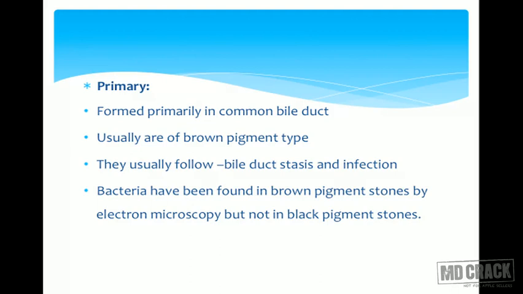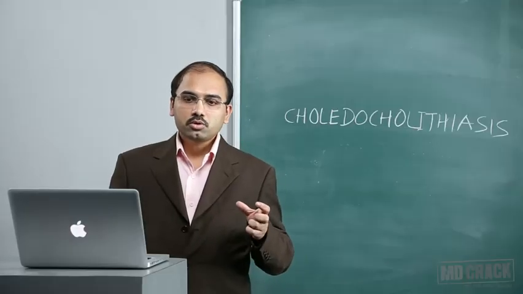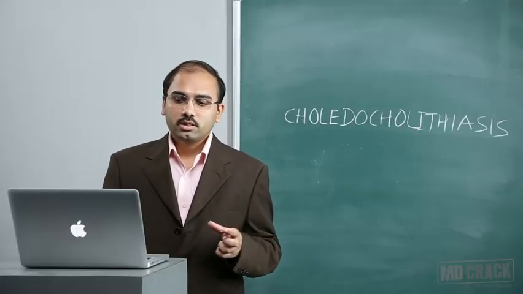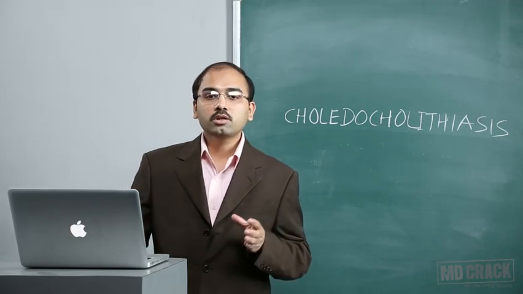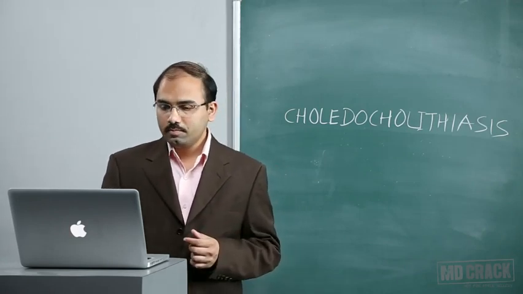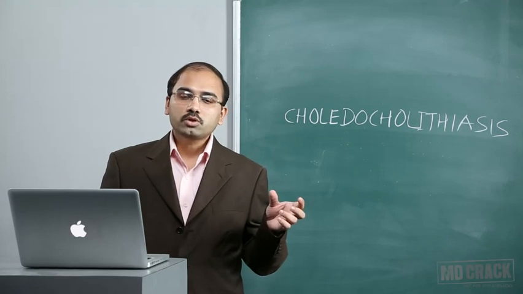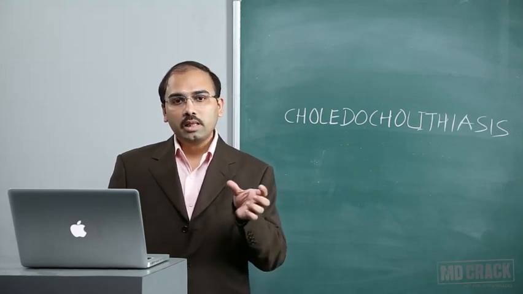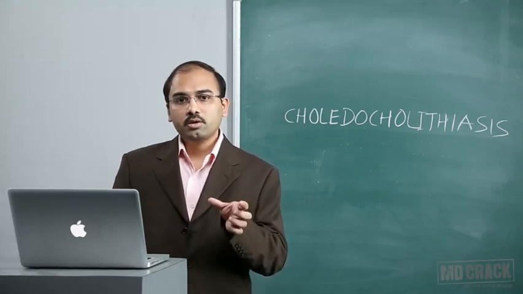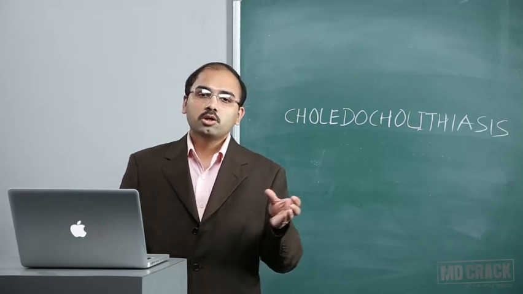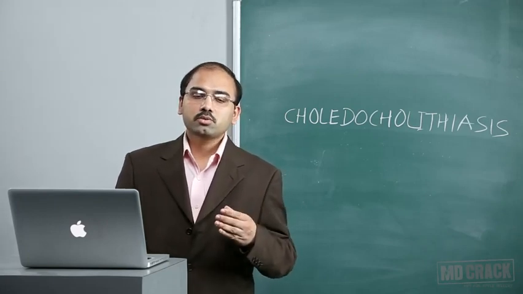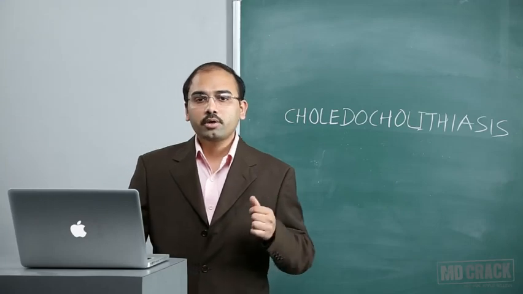They usually follow bile duct stasis and infection. Bacteria have been found in brown pigment stones by electron microscopy, but not in black pigment stones. So brown pigment stones, which are primary in CBD, are more associated with infection and bile stasis. So which of the following stones are common in bile stasis? So these are primary pigment stones, or you may be given options: brown pigment stones, black pigment stones and cholesterol stones. So you should pick accordingly.